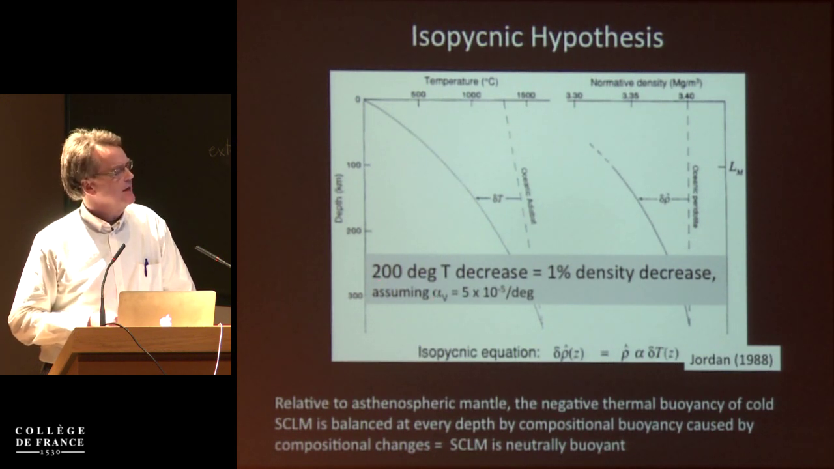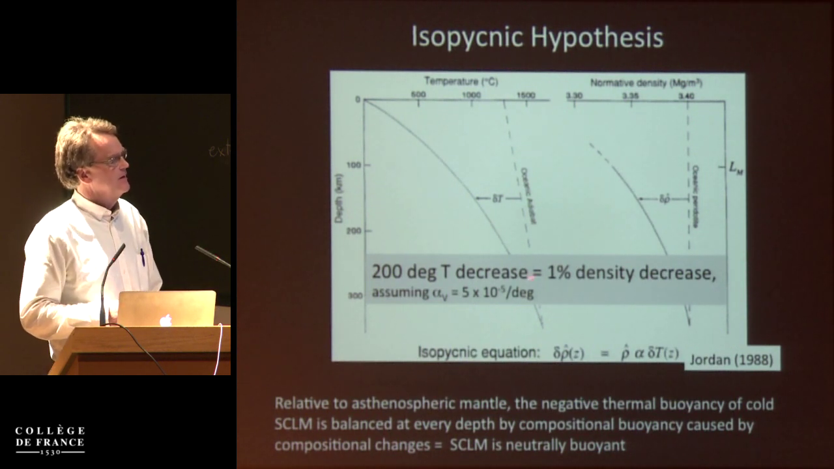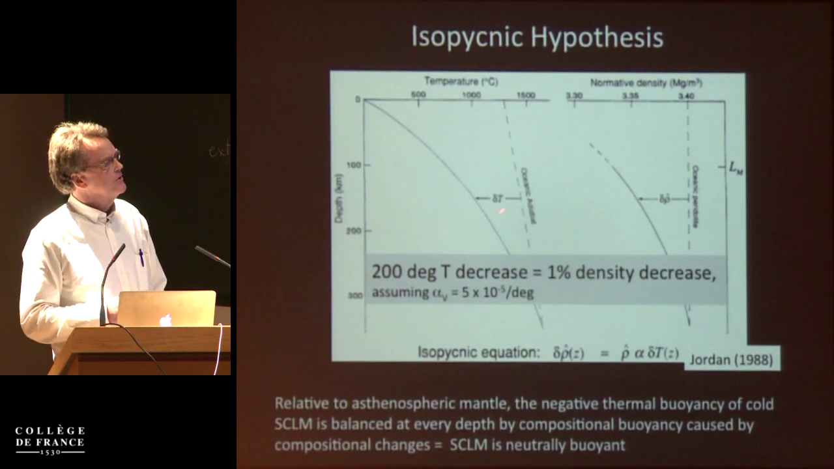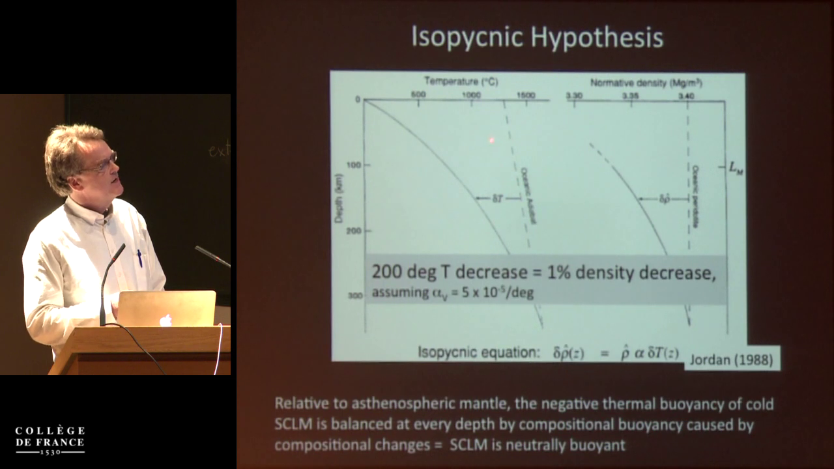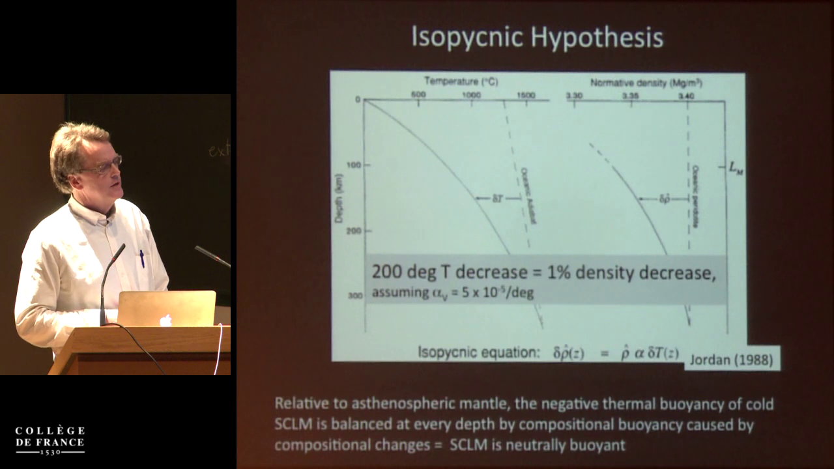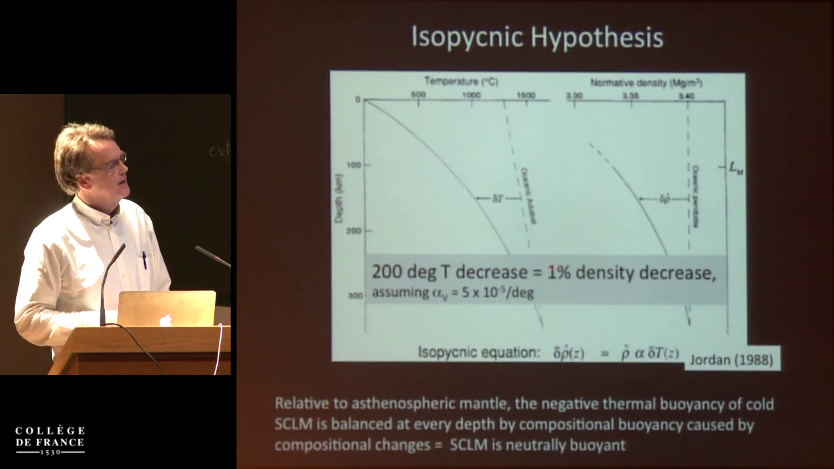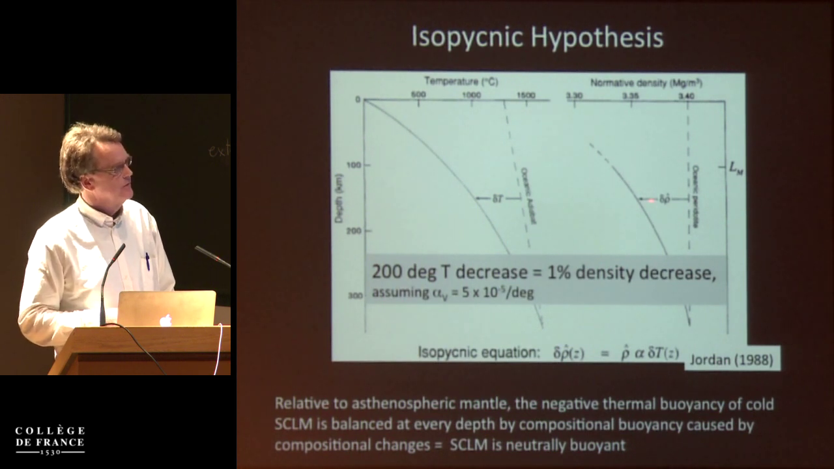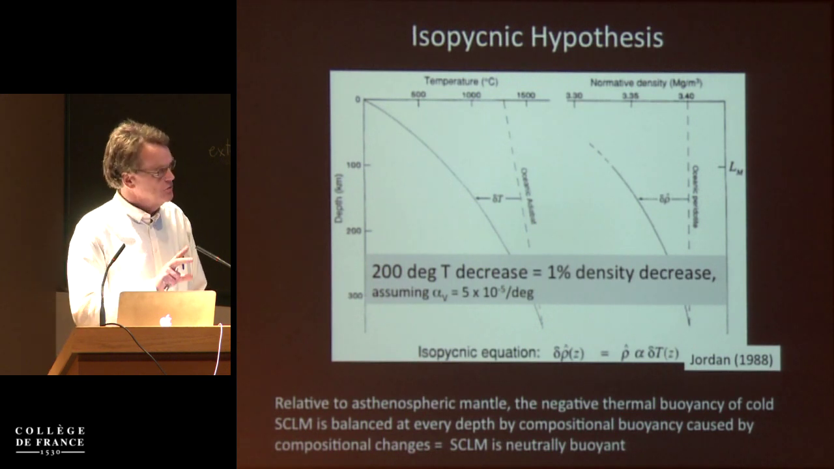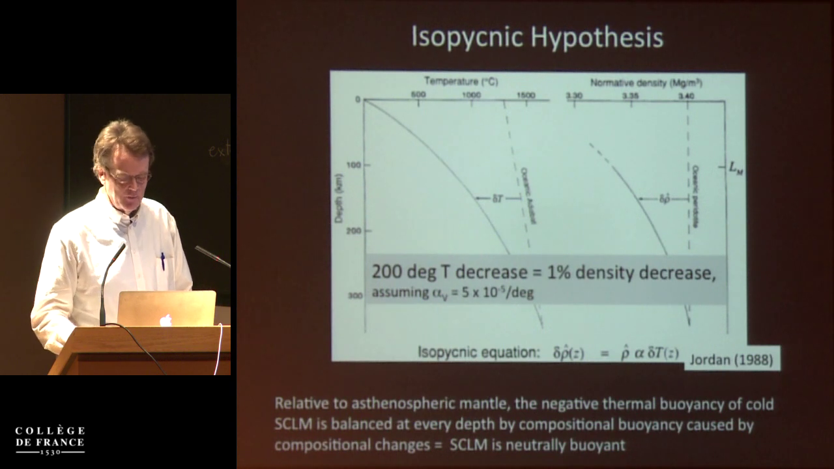If we assume a volume thermal expansivity of 5 times 10 to the minus 5, then effectively if you have a 200 degree temperature difference between the oceanic adiabat and some continental geotherm here, that would require a density decrease, by however you want to do that, in that residual mantle of 1%. So that's just a number that will change depending on what you use for the thermal expansion and various other things, but that's a ballpark.